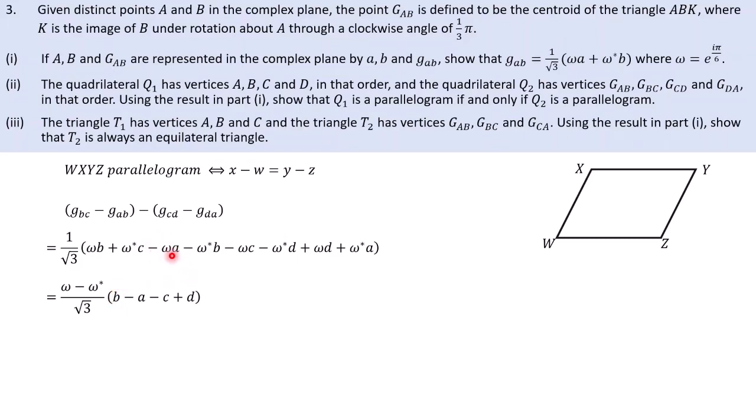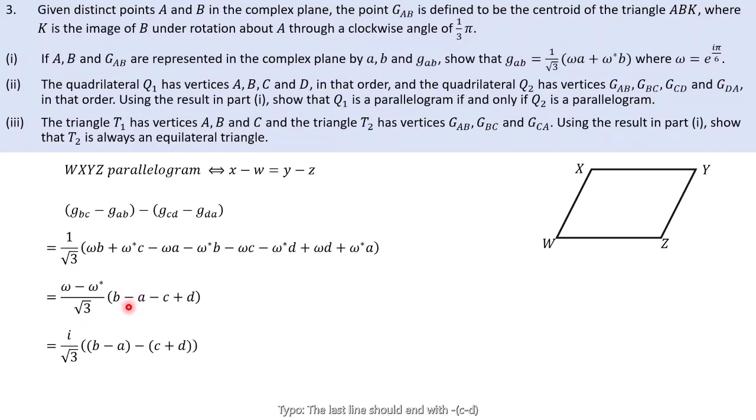Then minus omega plus omega star times A, so this is minus A. Same thing, minus omega C plus omega star C, so this is minus C here. And then omega D minus omega star D, so plus D here. So very good. Actually, we can even calculate what omega minus omega star is, because omega minus omega star is root 3 over 2 plus half i, minus root 3 over 2 minus half i, we get i.